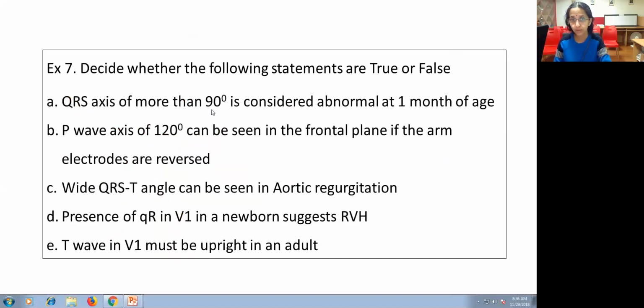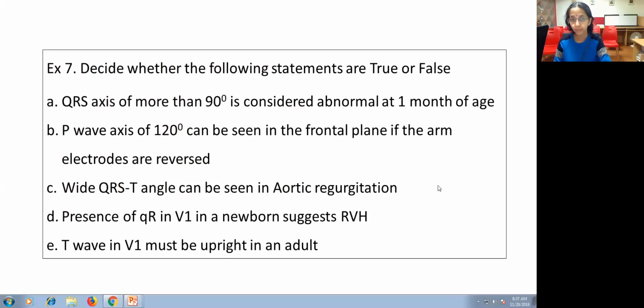The P wave axis of 120 degrees can be seen in the frontal plane if the arm electrodes are reversed. True or false? Yes, so it's true. You can have 120 degrees. So whenever you have your P wave axis which is not normal, make sure that your arm electrodes are correctly put.